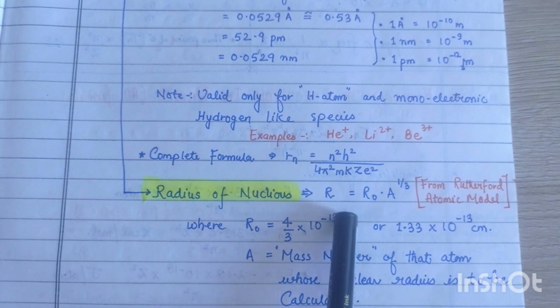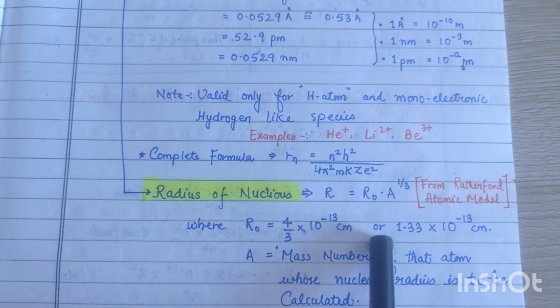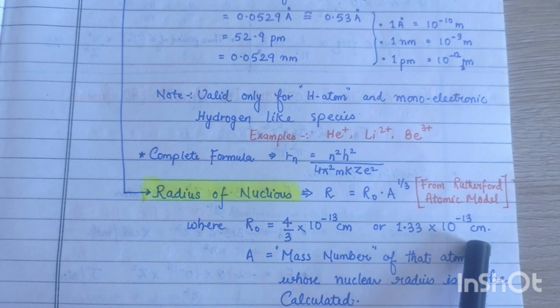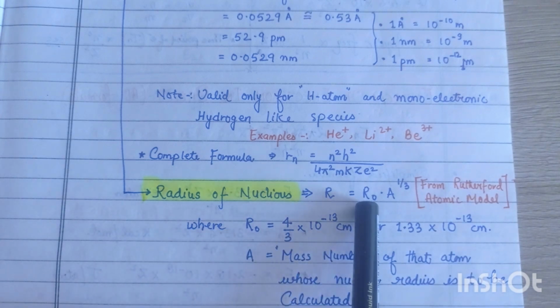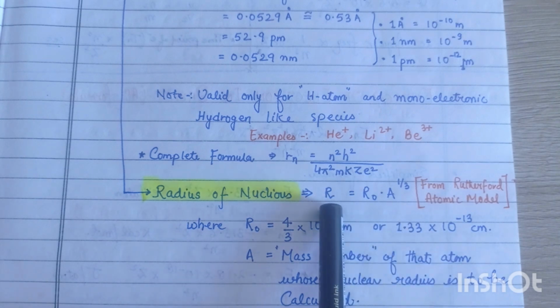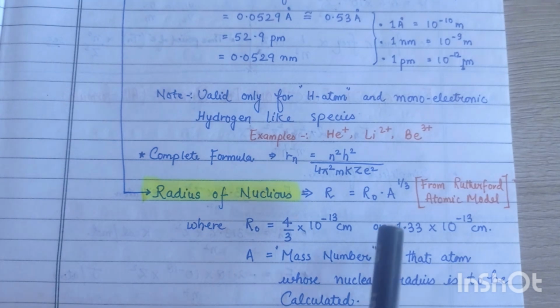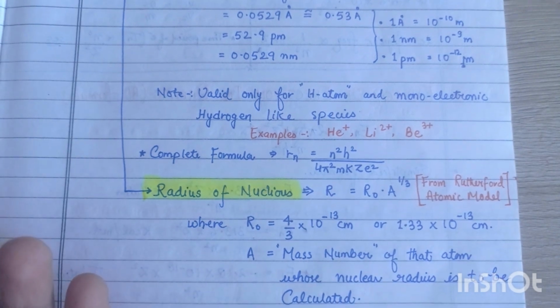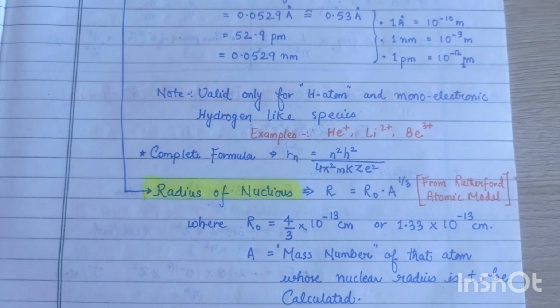or we can also write it as 1.33 into 10 to the power minus 13 centimeter. You have to substitute this value while calculating the radius of the nucleus of any atom. For example, if I consider the radius of the nucleus of aluminum, what is the mass number of the aluminum atom? I said nucleus, atom. Sometimes the mind is not present, just like my mind is sometimes disturbed.